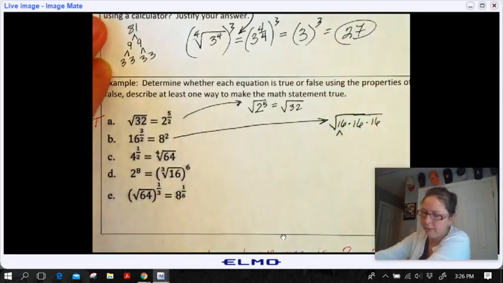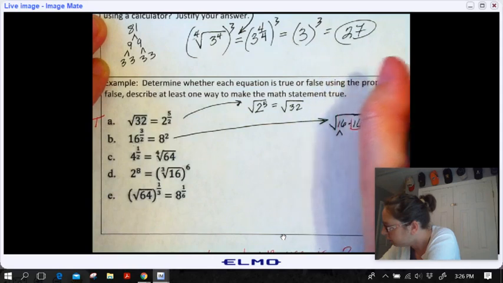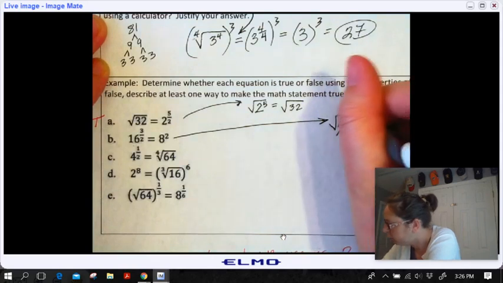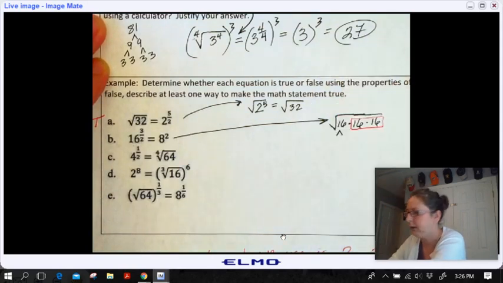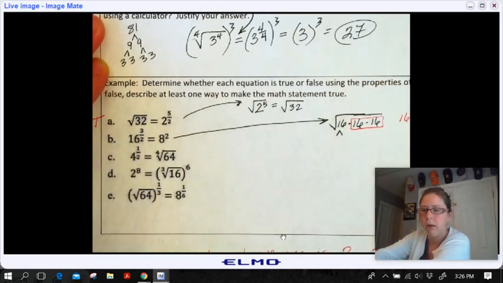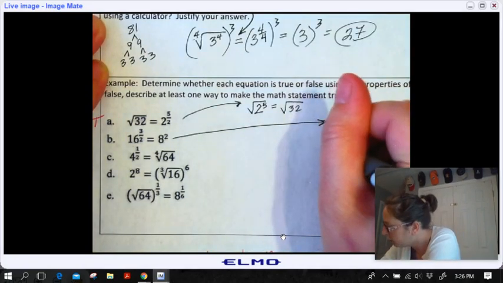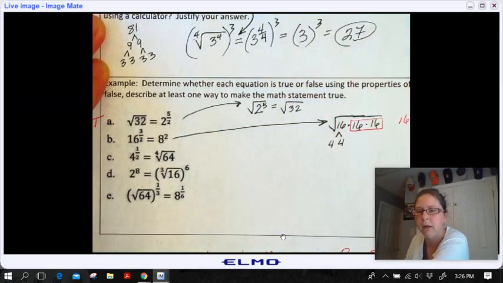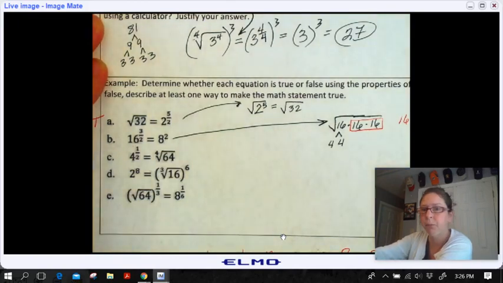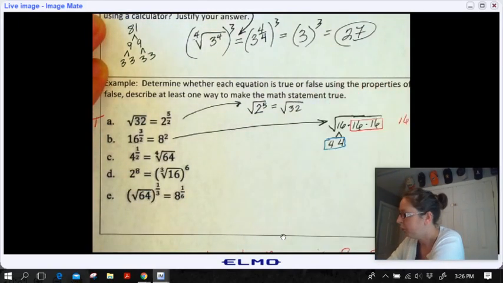Well, hold up. I see a group of 2 already. Look at this. There's a group of 2. I got 2 16s, so take that out. And now I'm going to break down this other 16. Let's see, 4 times 4 is 16. And now I see a second group of 2, which is 4.